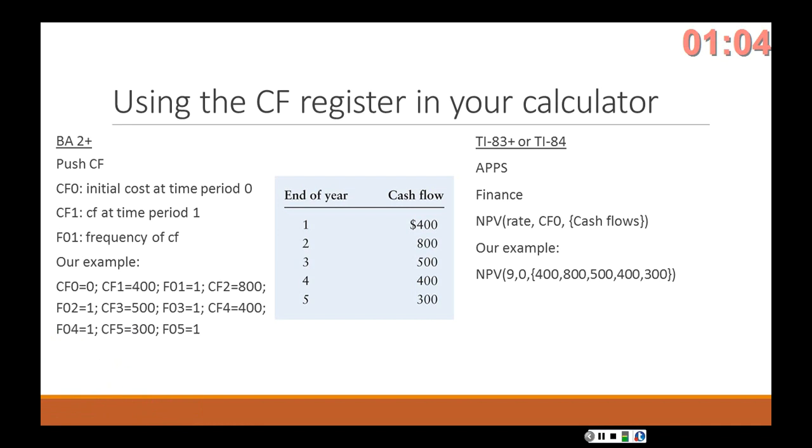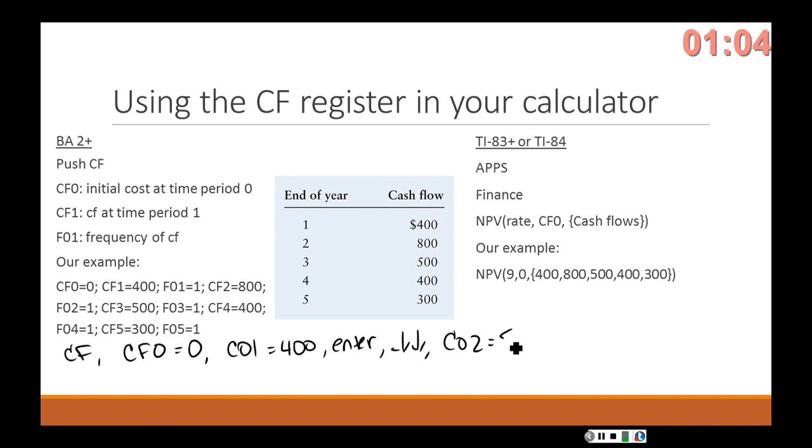So here we put in what we put in for our financial calculator. I'm sorry, first let me start over here. We push the cash flow button. It asks for your cash flow at time period 0, which was 0. Cash flow at time period 1 is equal to 400. Enter, and the down arrow twice.